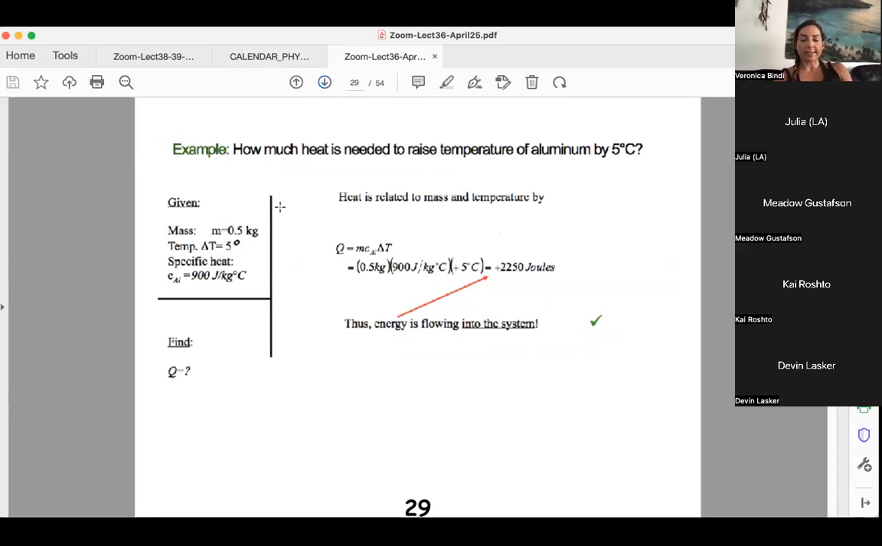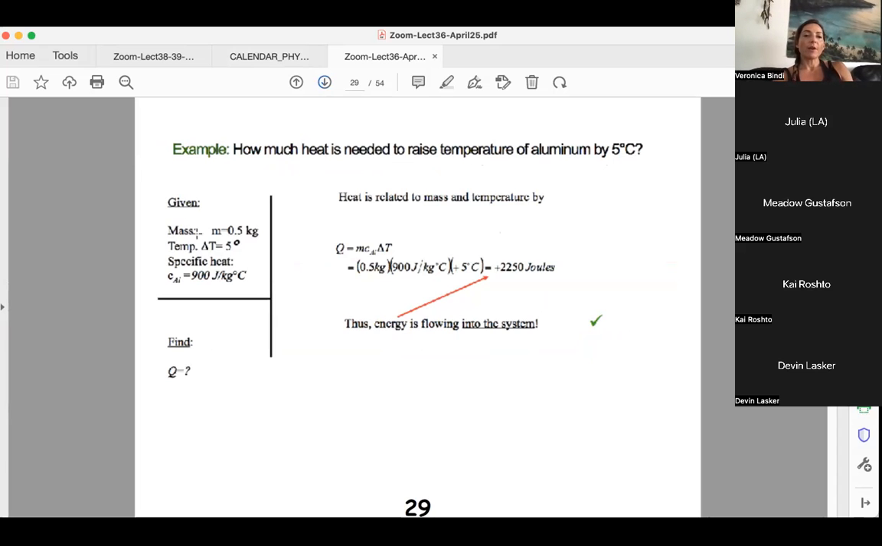So let's review. We saw them last time, but we were a bit in a rush. So let's review some of the problems we saw last time. How much heat is needed to raise the temperature of aluminum by 5 degrees Celsius? This is a typical question that you might find in the final.